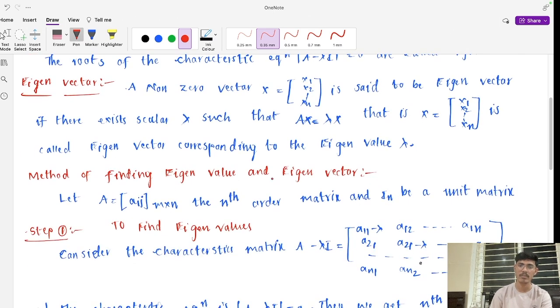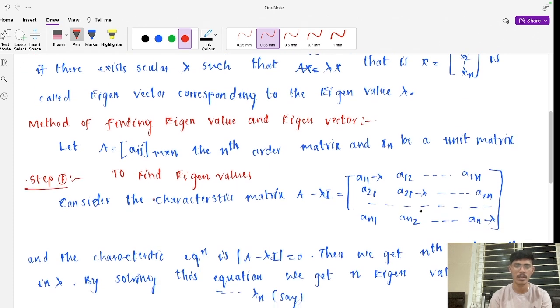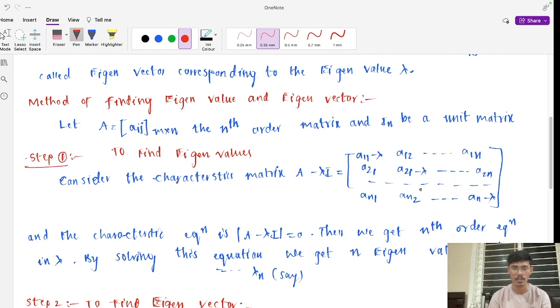Method of finding the eigenvalues and eigenvectors: let A equal to aij, an n by n matrix, and let I n be the unit matrix. If the matrix is a 3 by 3 square matrix, we take I3 as the unit matrix; for a 4 by 4 matrix we take I4. Now we do two steps, finding eigenvalues and then eigenvectors. Step 1 is to find the eigenvalues from the given square matrix, which may be 3 by 3, 4 by 4, 5 by 5, or 2 by 2.